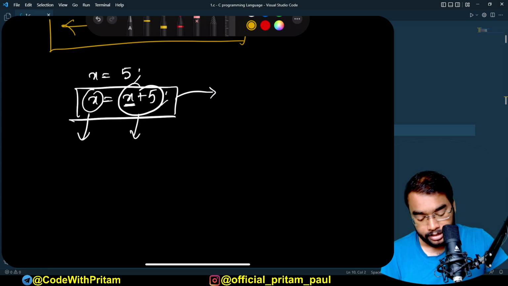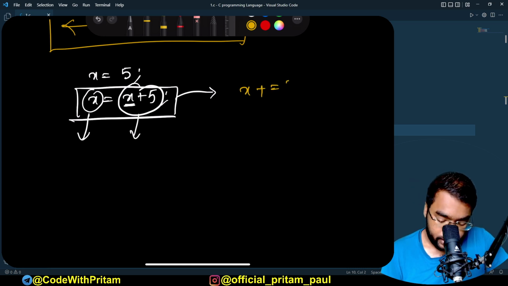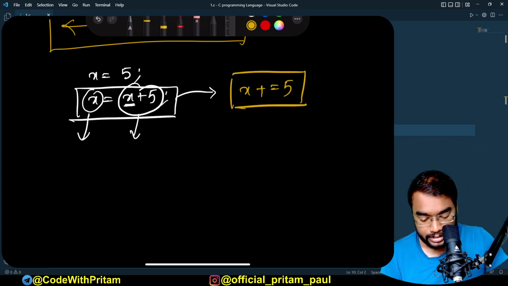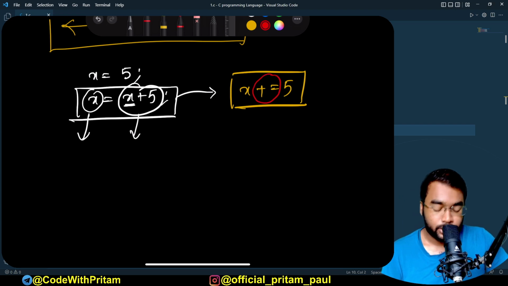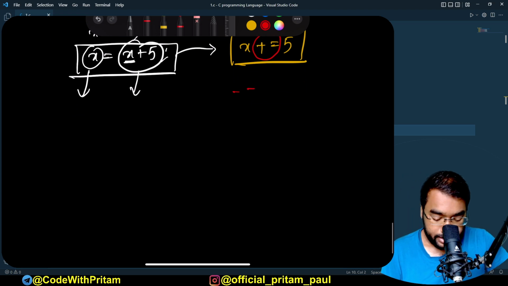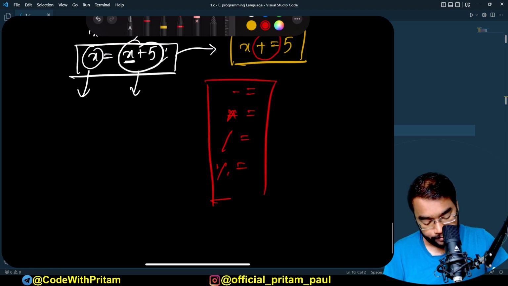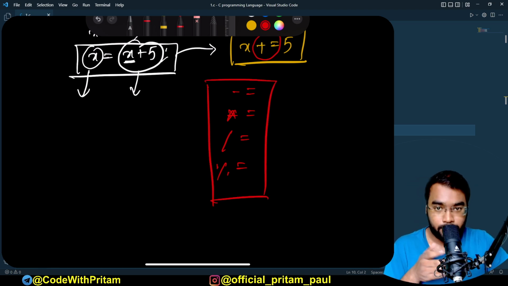This could be written like this: x plus equal to 5. So this is another assignment operator, plus equal to. Similarly, we can use minus equal to, asterisk equal to, divide equal to, modulus equal to. There are many more. In the upcoming minutes we will be discussing the bitwise operator and logical operator. That could also be used like that. So don't worry, we will talk about them at the end of the section.